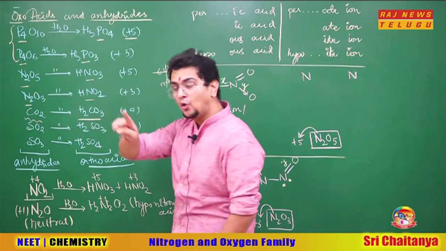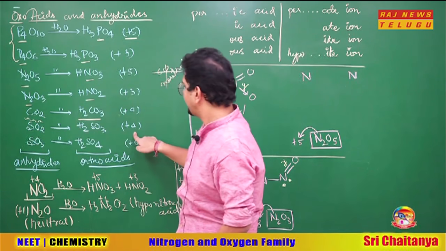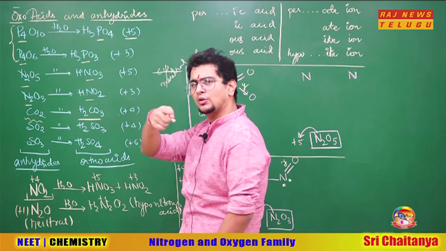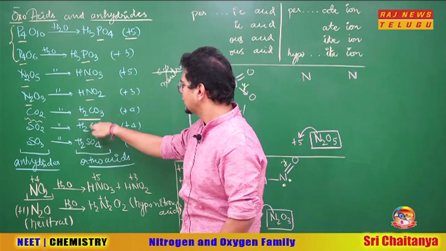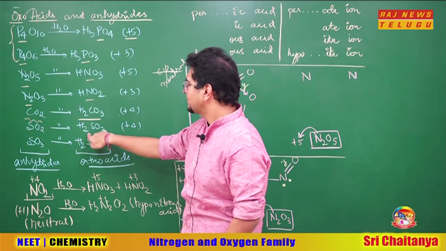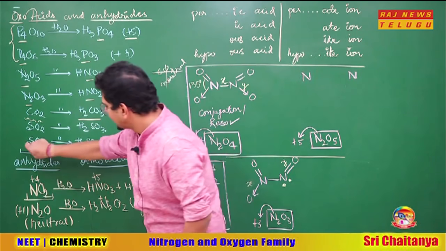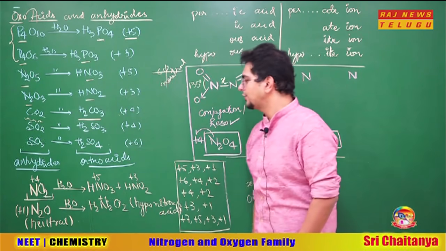SO2 is in +4, sulfur is in +4, so it forms H2SO3 in +4. So here also sulfur is in +4. You can check also by taking the oxidation state as X, hydrogen as +1, oxygen as -2, and you will get the +4 oxidation state. Similarly, sulfur in +6 forms the oxy acid H2SO4 in +6.